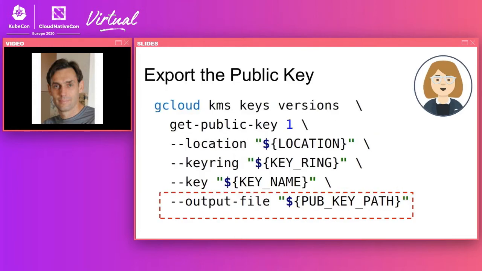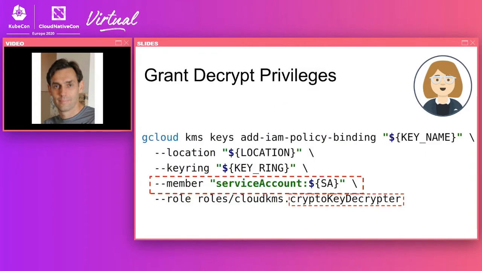Next, the secret admin exports the public portion of the key and pushes it into the Git repository. Recall that by definition, this public key is safe to store in clear text. Our mutating webhook will need to have access to the decryption API exposed by the KMS. Therefore, key admins need to grant decryption privileges on the key to the entity in whose security context our webhook will run.